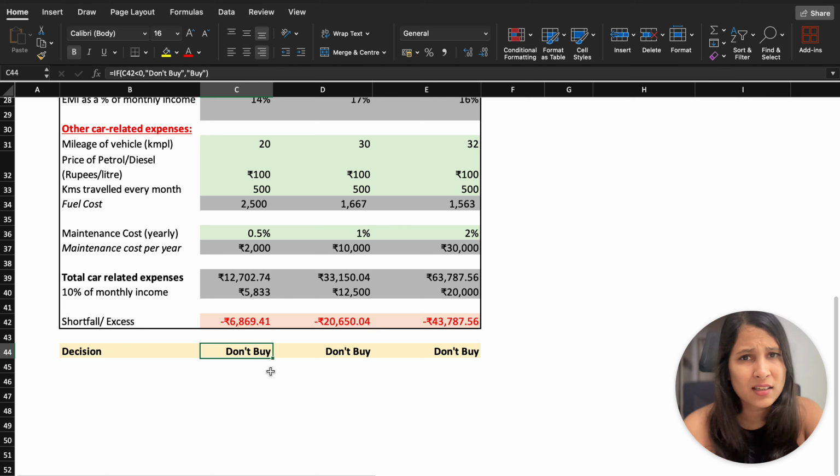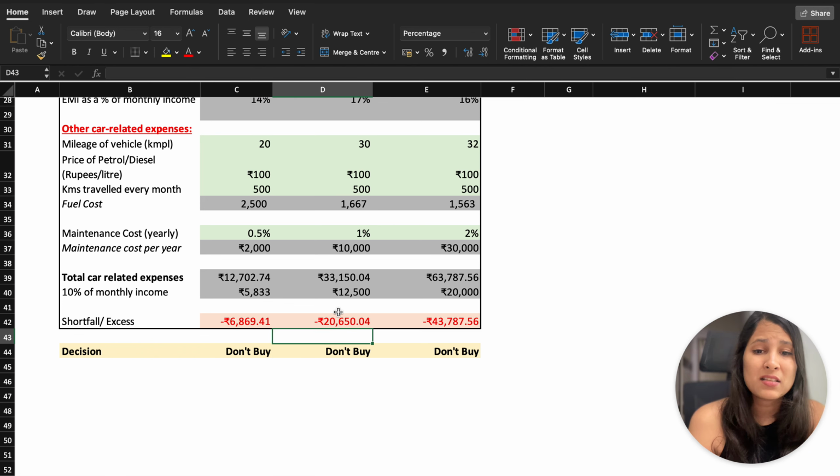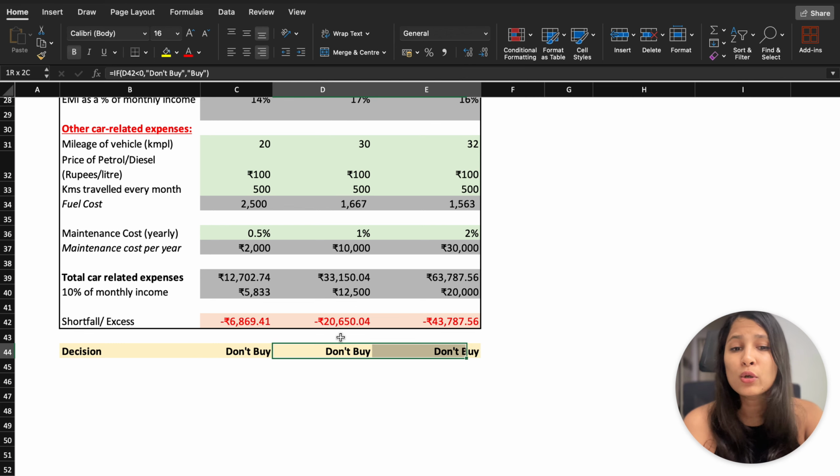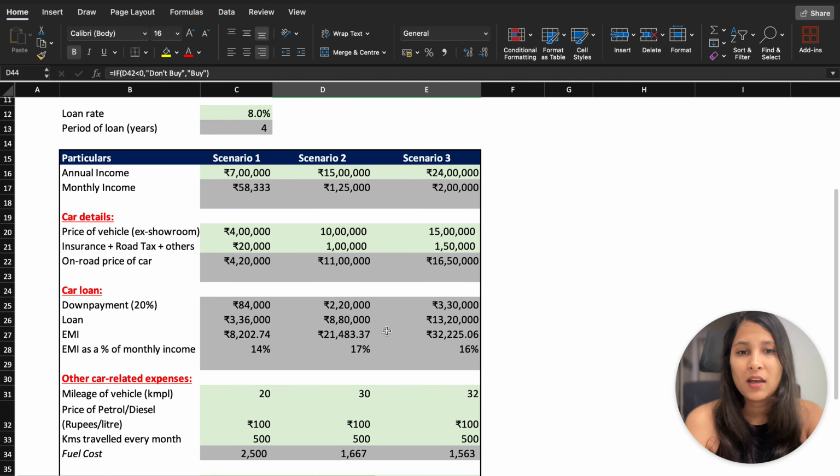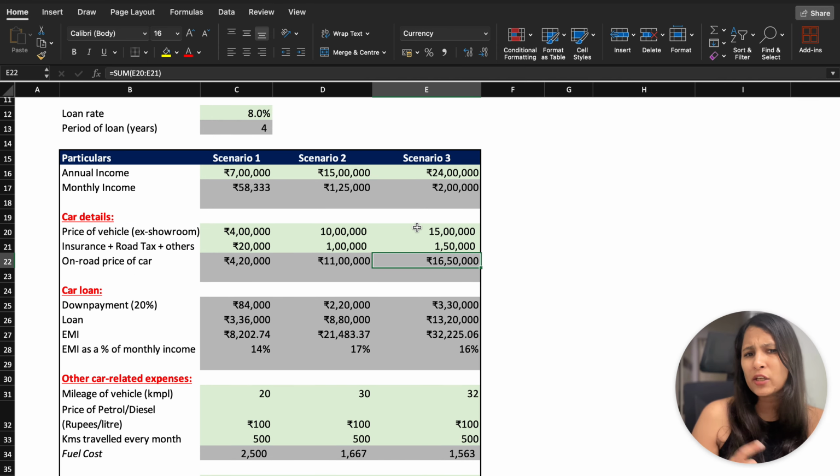Similarly, in the other scenarios also, right now the expenses are too high, higher than the thumb rule, so the tracker is telling you not to buy the car. Okay. Now, when can you actually buy a car?